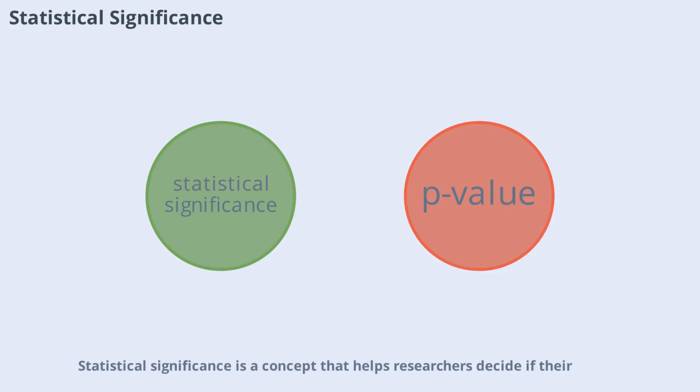Statistical significance is a concept that helps researchers decide if their findings are likely to be real or just due to chance. By setting a threshold, such as a p-value, scientists can judge whether their results are meaningful. This concept is fundamental to interpreting scientific studies.